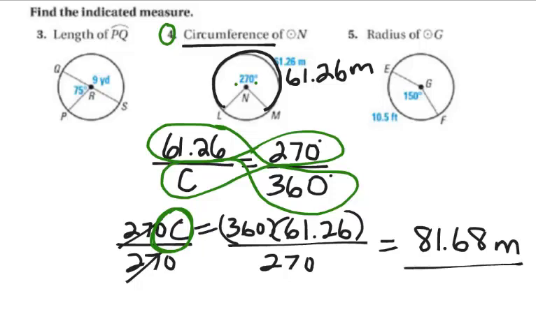So that's the circumference of the entire circle. And if you look at it, that kind of makes sense. The part of the circumference we were looking at here was 61.26, and we just have a little bit more to go. So 81.26 is a reasonable answer.